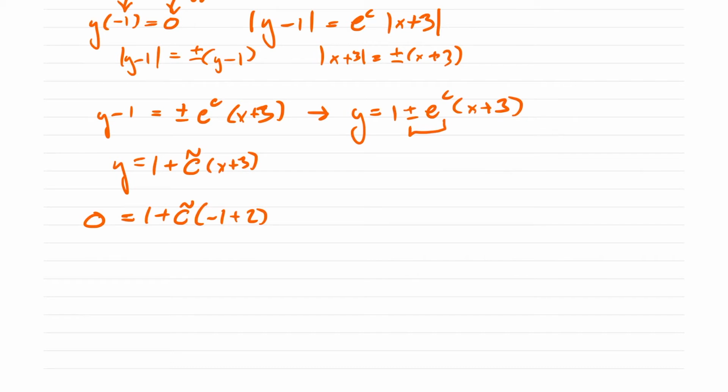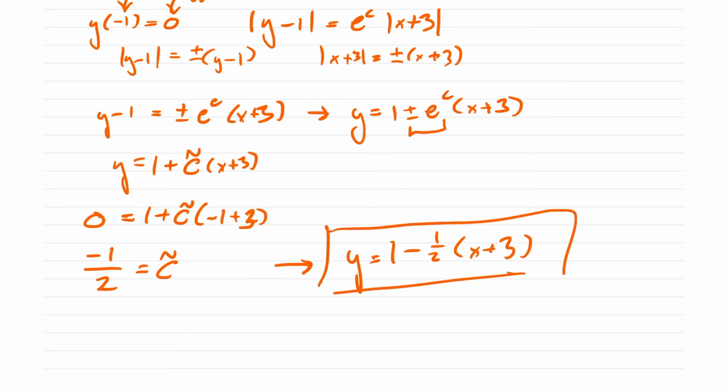Now that gives us the ability to solve for c. And so c is then going to be negative 1 divided by negative 1 plus 3. So this is altogether going to be 2, and so I'll just divide by that. So negative 1/2 is equal to c tilde. Right, so there we go. That tells us then that y is equal to 1 minus 1/2 of x plus 3. And that's the solution.